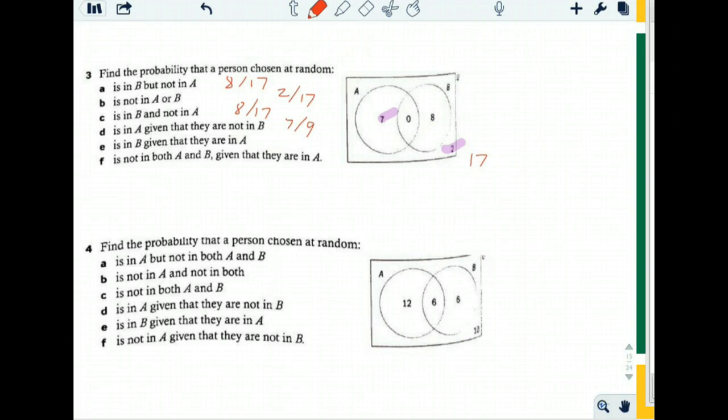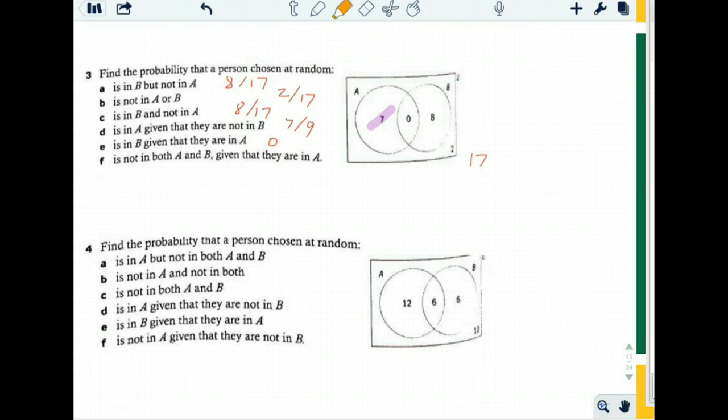Is in B given that they are in A? So given that they're in A, what's the probability that they're in B? That would be 0, right? Because if they're in these 7 people, they can't be in B.